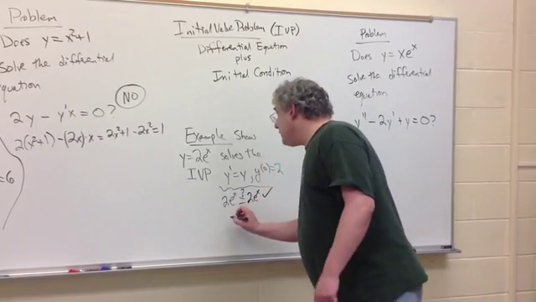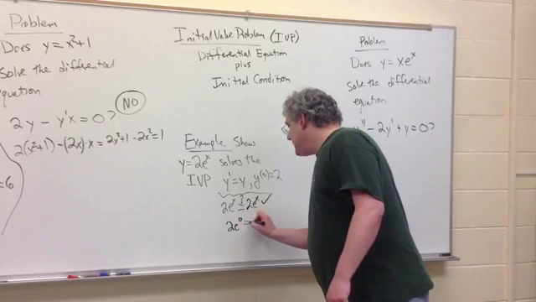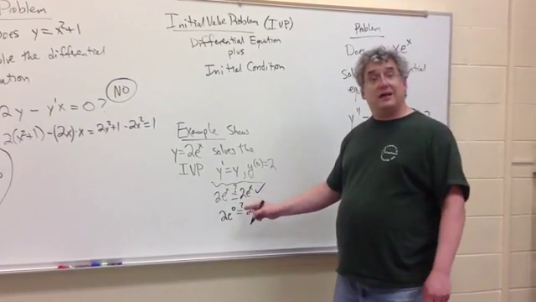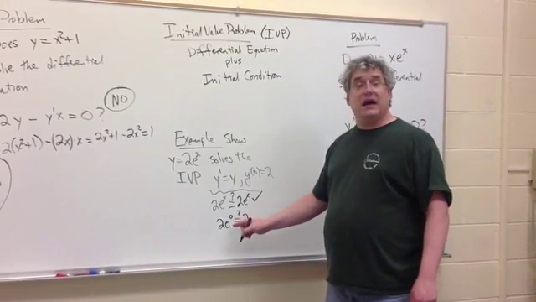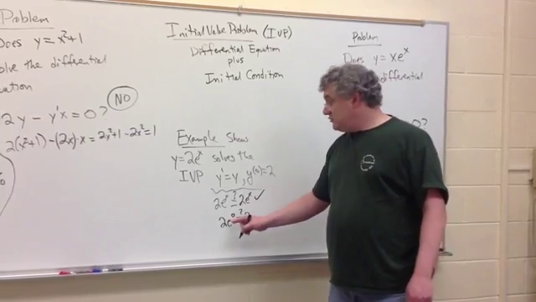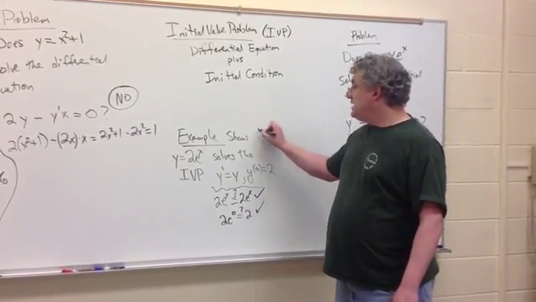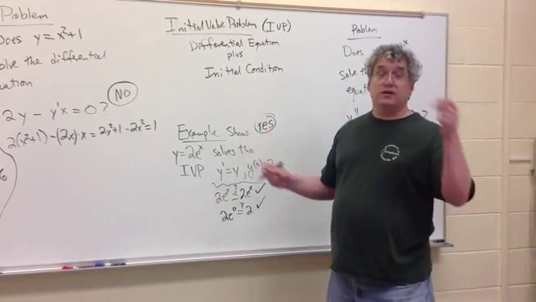Then, y of 0. 2e to the 0, is that equal to 2? That's the equals check. It's not setting it equal, it's wondering if it's equal. Well, e to the 0, anything to the 0, is 1. 2 times 1, 2 equals 2. Check. So yes, it works. Which is good, because I didn't ask if it worked, I said, show it works.